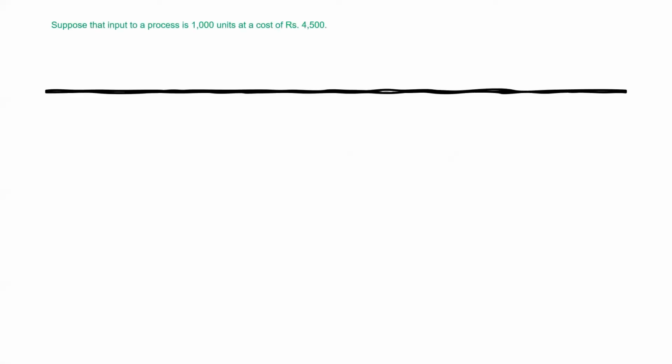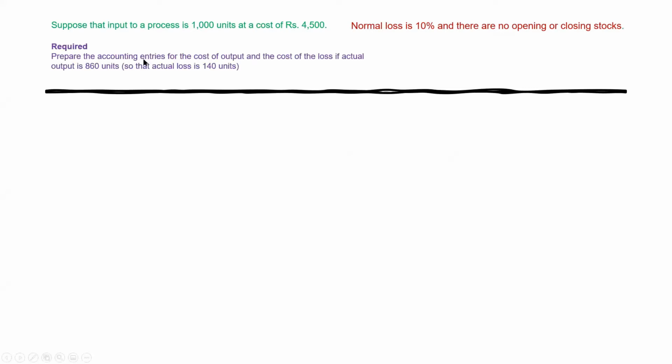Suppose that input to a process is 1000 units at a cost of 4500. Then the normal loss is 10% and there are no opening or closing stocks. What is required? Prepare the accounting entries for the cost of output and the cost of the loss if actual output is 860 units, so that actual loss is 140 units.